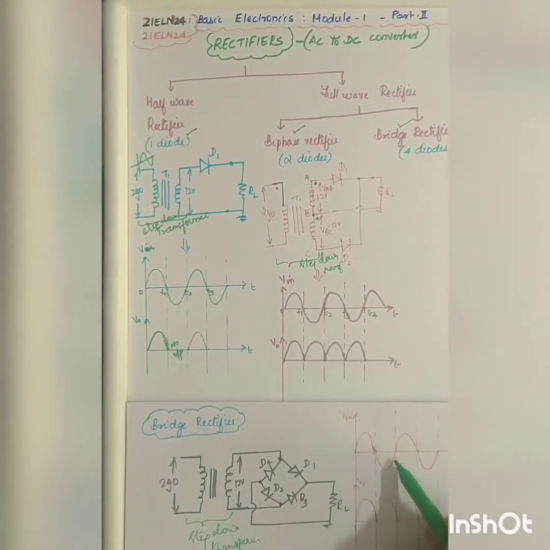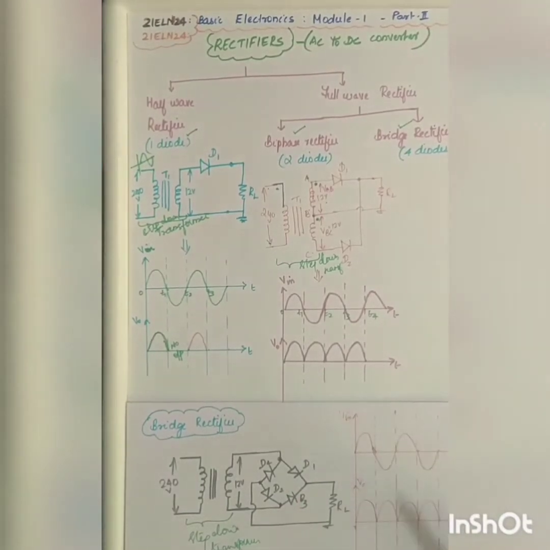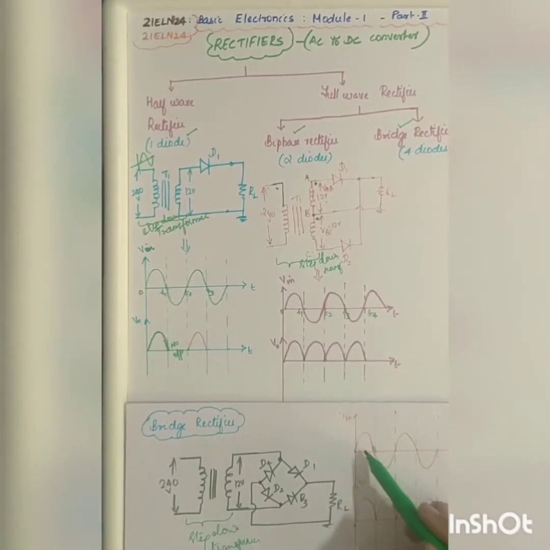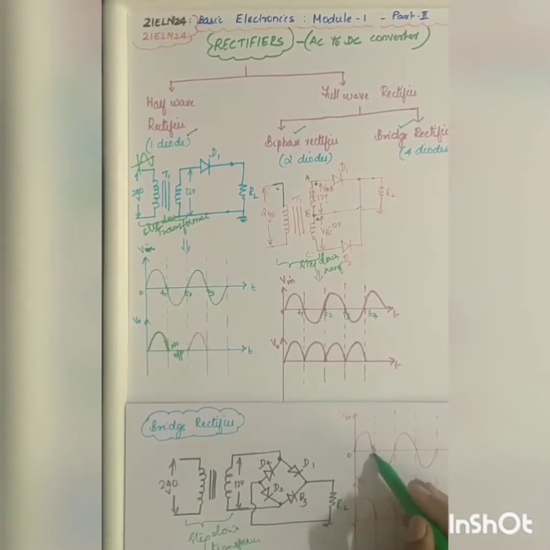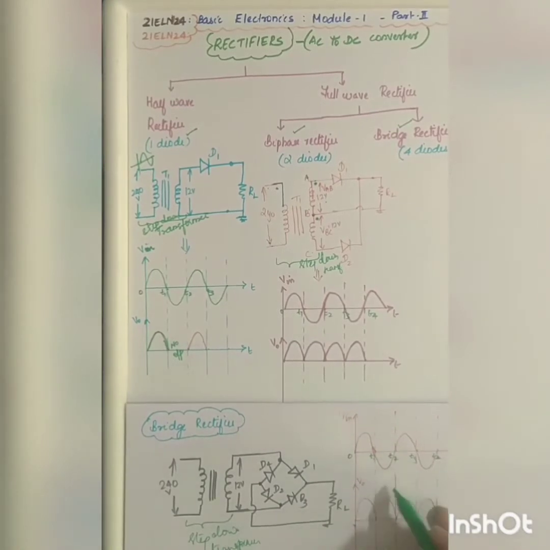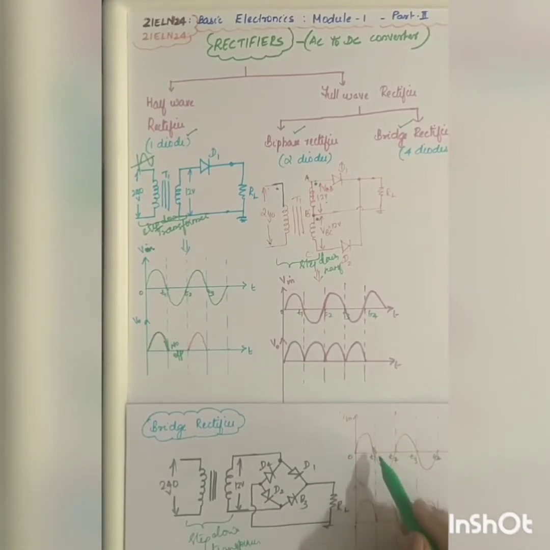So what about the output? The output will be the same as that of your biphase rectifier. That is, during both the half cycles you will be getting the output, right? During the positive half cycle, 0, T1, T2, T3, T4, you will be getting the output, and during the negative half cycle also you will be getting the output.